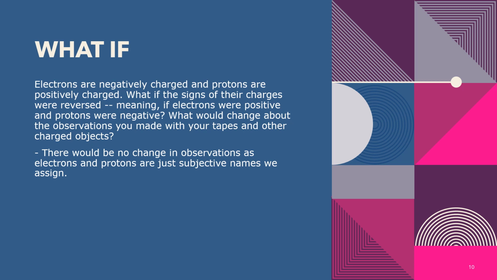The what if question is electrons are negatively charged and protons are positively charged. What if the signs of their charges flipped? And I said that there would be no change in observations as electrons and protons are just subjective names we assign.